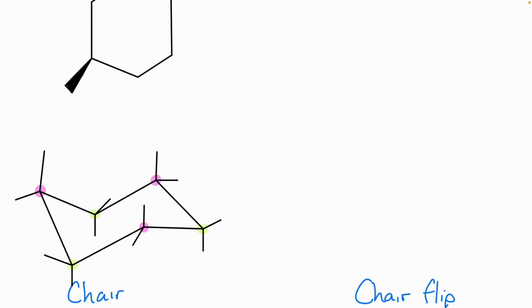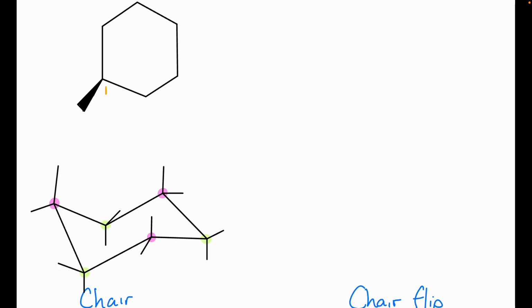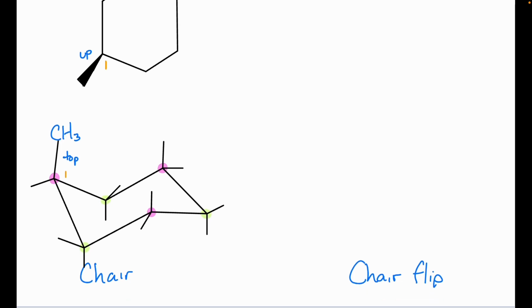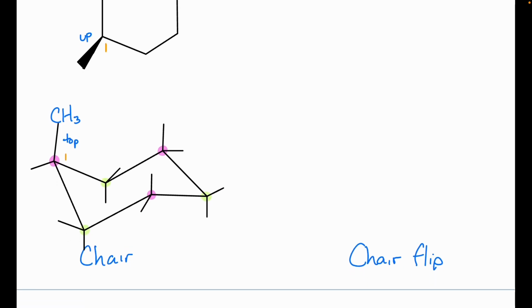Okay, now I'm going to call this carbon 1 with my methyl group. Okay, and if I'm going to map that to my chair structure, I'm going to call this carbon 1 as well. All right, truthfully, you can start anywhere as long as you're consistent. So I'm going to put a methyl group on that first carbon. Since it's pointed up in my structure, it's going to go on the top bond on carbon 1. All right, so here's my first chair conformation.